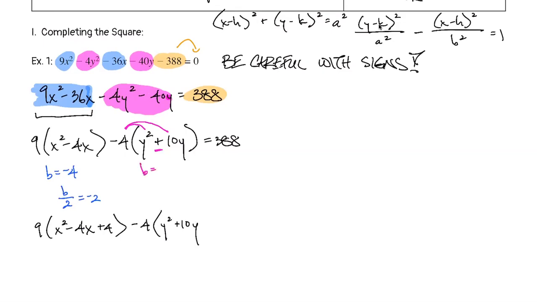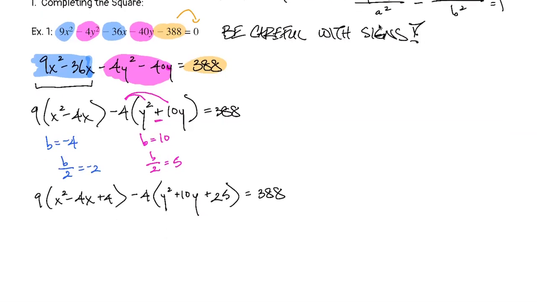B equals 10 for the y. B cut in half gives us 5. And 5 squared gives us the number we add at the end. What should I add to the right-hand side of this equation to keep everything balanced? Tell me the number I add to balance the x's and then the number I add to balance the y's.